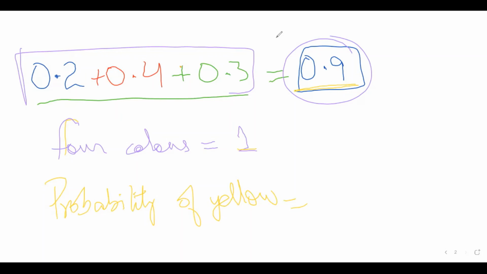Okay, let me give you a simple example. If you have 10 rupees and you have bought one candy of 2 rupees, one candy of 4 rupees, and one candy of 3 rupees, and you have bought another candy, what will be the cost of that candy? You have 10 rupees.